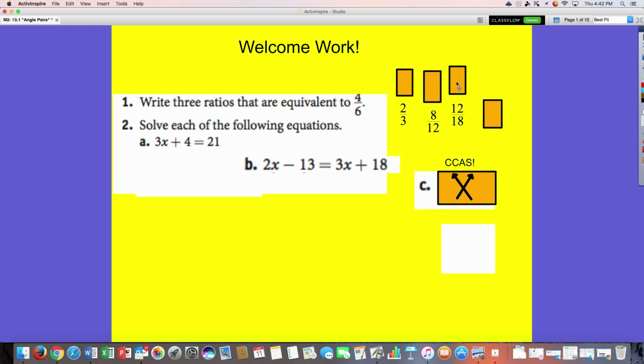And my favorite one, I did 4. It said 3, but I did 4. All these are ratios. How about 10 and 10? 40 over 60. All those are three ratios that are equivalent to 4/6.